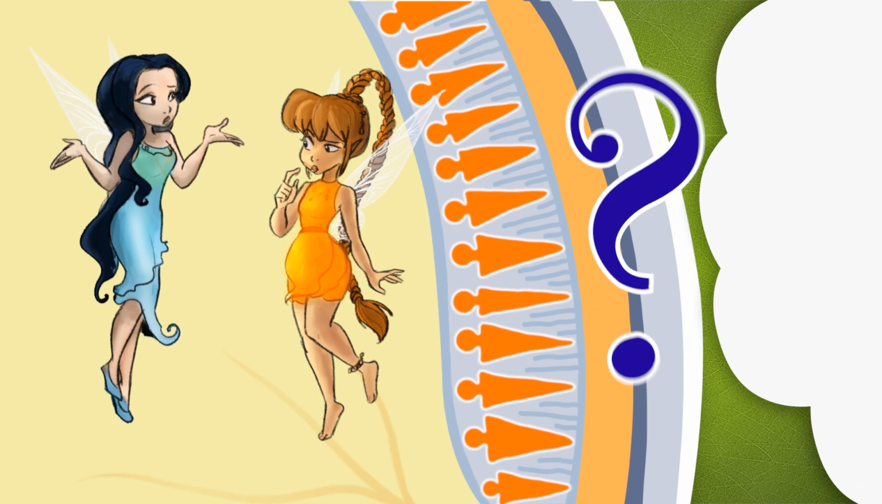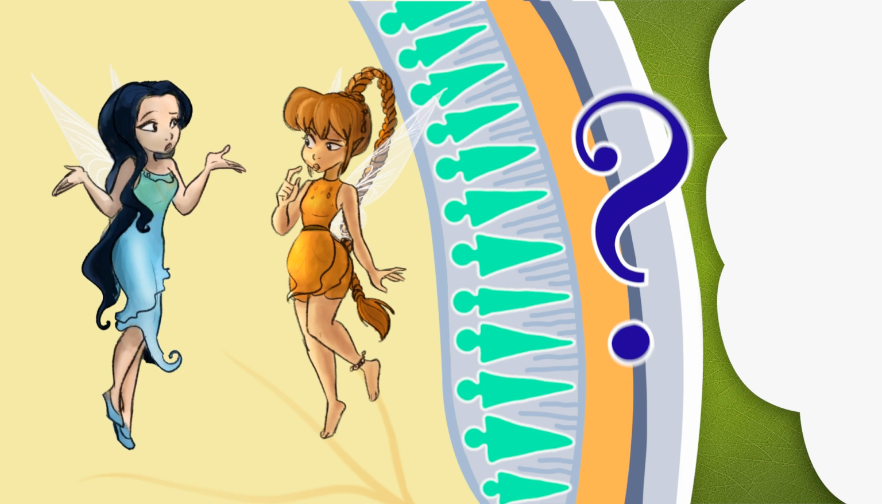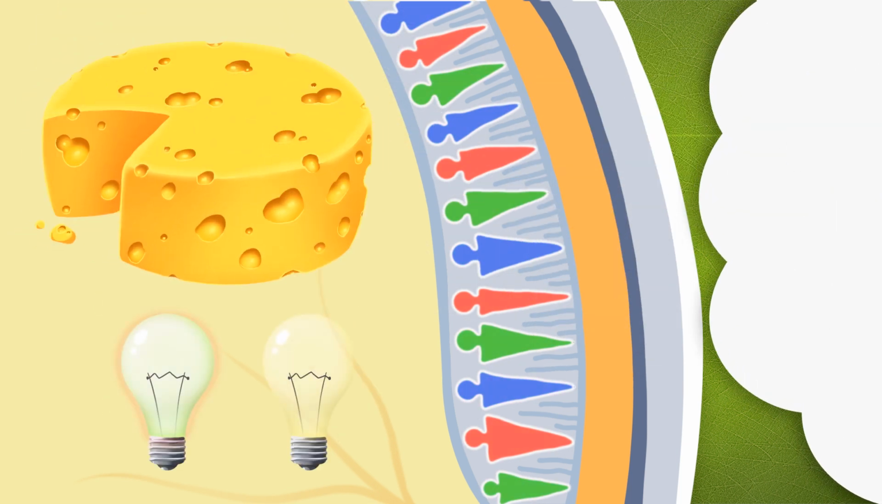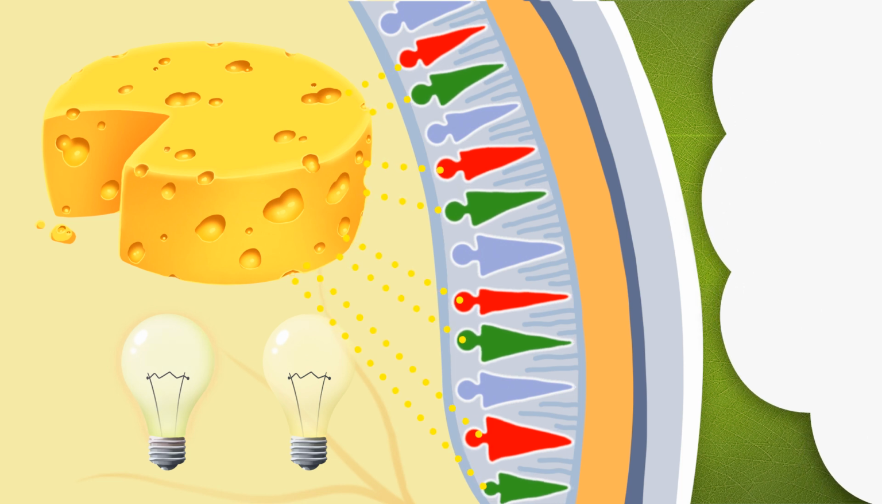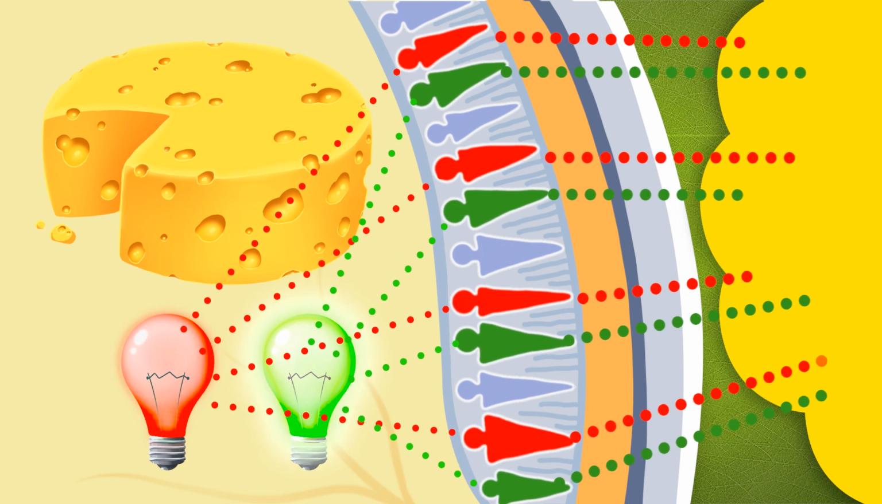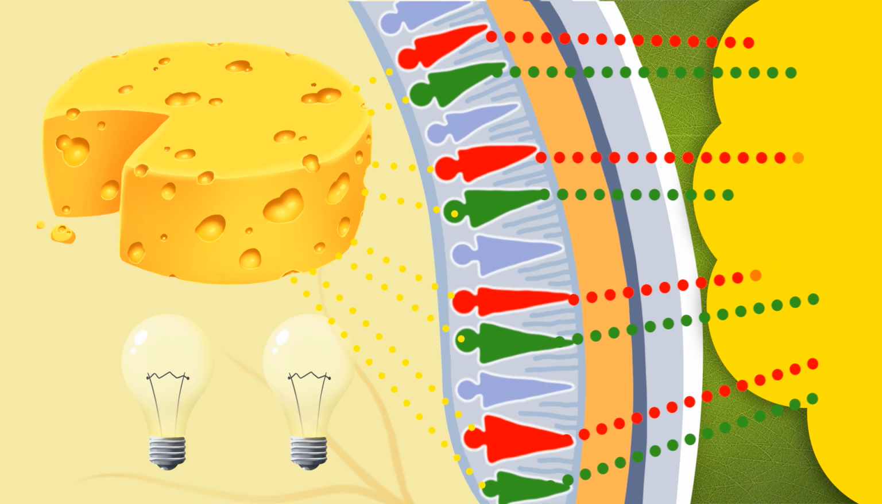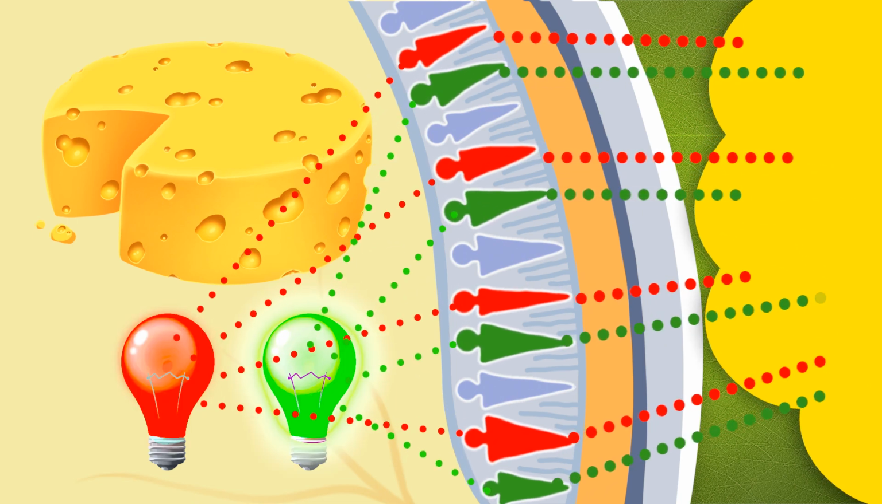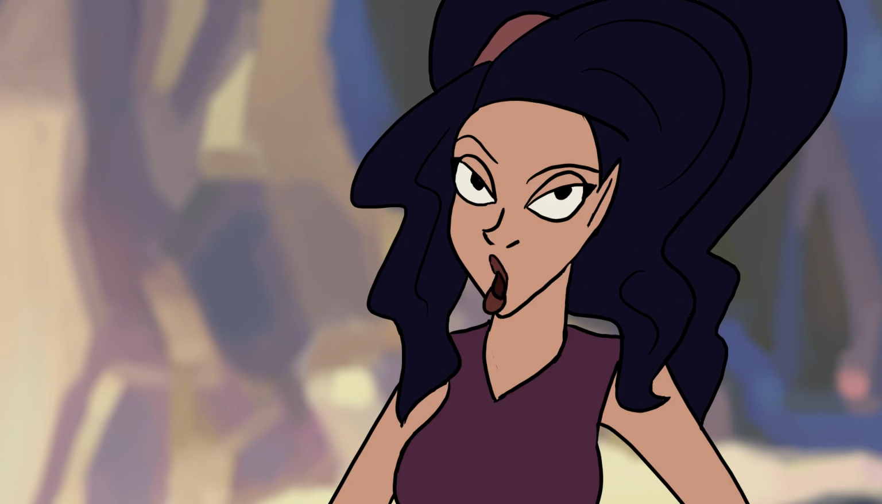But wait, where are the cones for orange and teal colours? There are none. Yellow light excites both red and green receptors. We call such a mixed signal yellow. The eye sees no difference between mono and polychromatic light. What did you say?